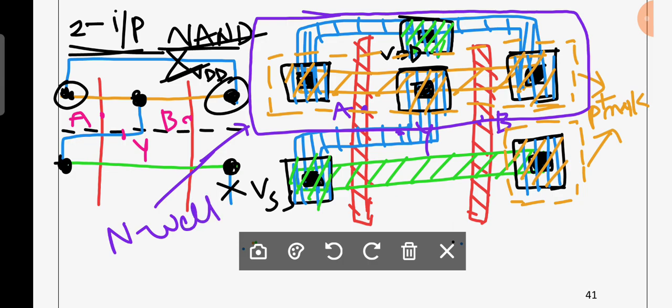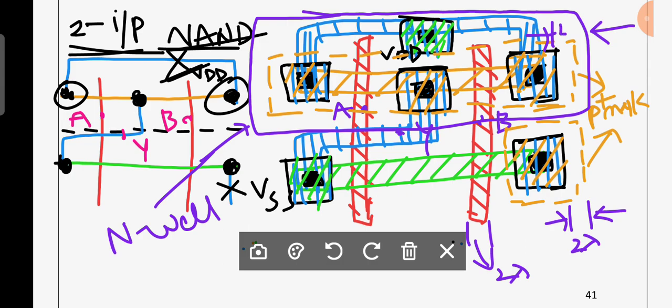Now that's it, guys. You have to give the rules now. What is the minimum width of poly? That is 2 lambda. And what is the minimum width of a contact area to P mask? 2 lambda. And the minimum width of well to contact area is 3 lambda. And the minimum width of P mask to well is 1 lambda.